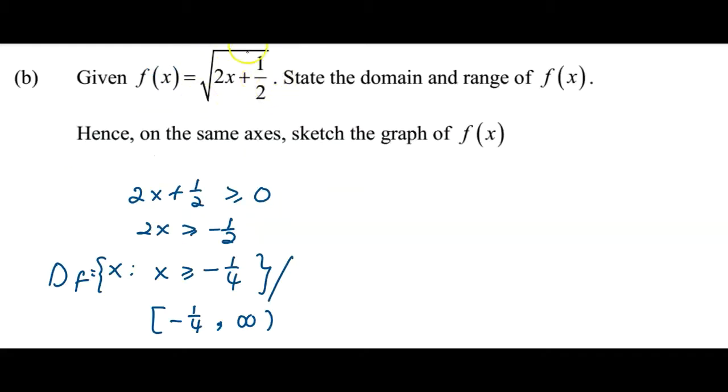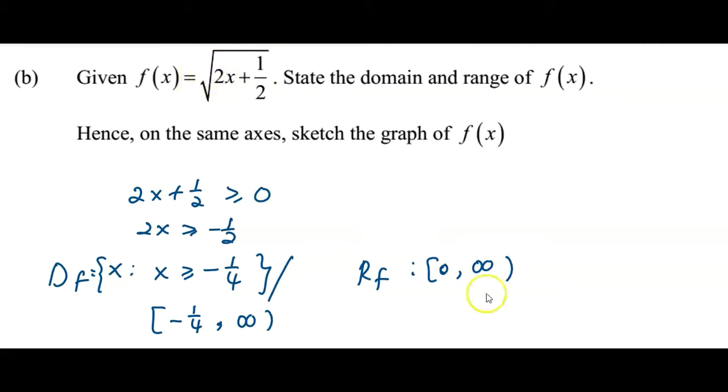To determine the range, we can see that the square root will always be positive. The minimum value of y is 0, because when x is equal to -1/4, you will get the square root of 0. The minimum value is 0, so the range will be from 0 to infinity. It is always positive because of the square root.